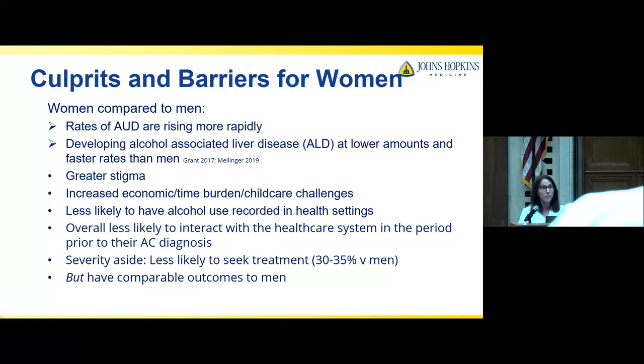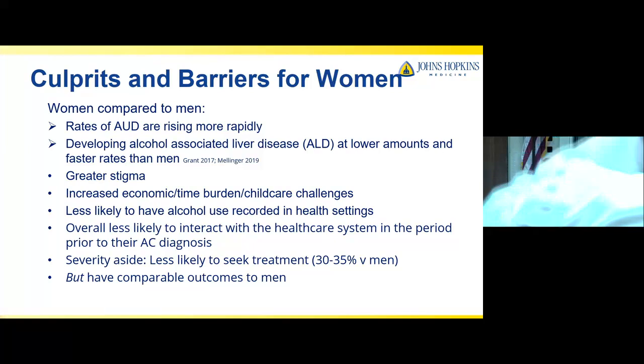There's greater stigma for women. There's greater stigma for women just drinking, let alone if they advance to an alcohol use diagnosis. They have increased burden with childcare. Interestingly, they're less likely to have alcohol use recorded in healthcare settings, and they're overall less likely to interact with the healthcare system in the period prior to their diagnosis, as we saw from Pam as well.